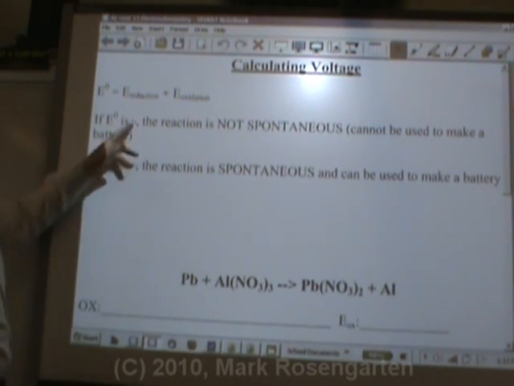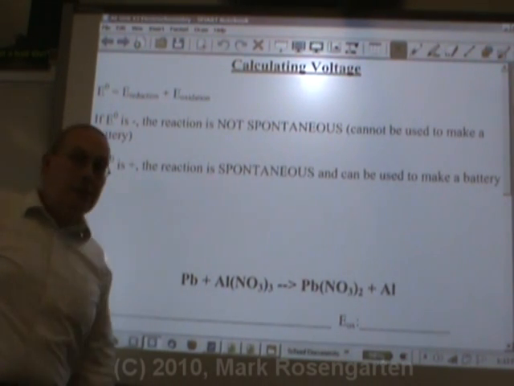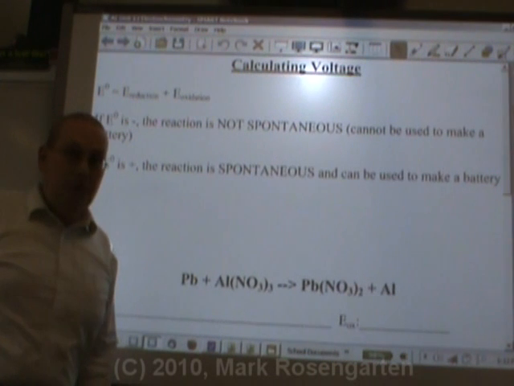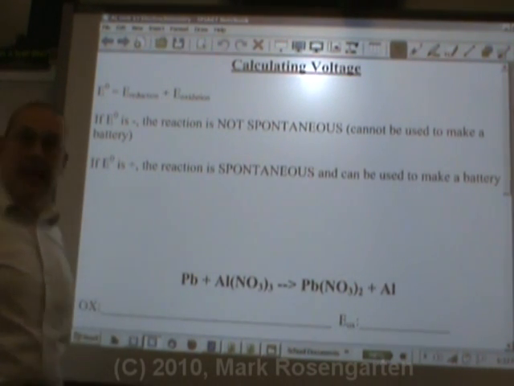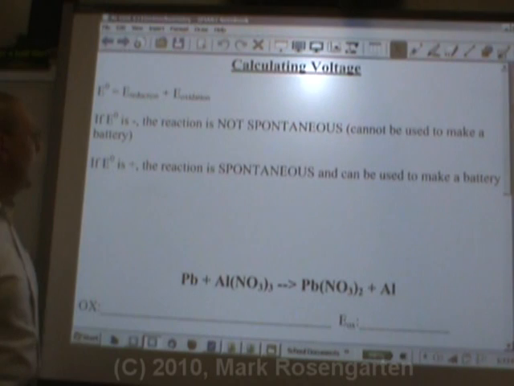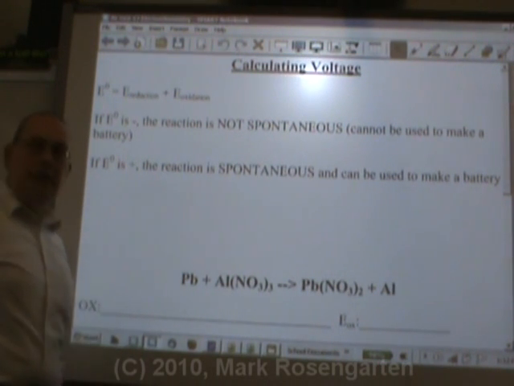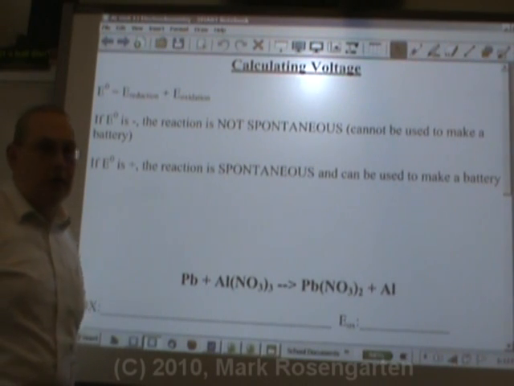If the voltage is negative, that means the reaction is not spontaneous, which means you either made your battery backwards or you just can't use the reaction to make a battery. If the voltage is positive, that means the reaction is spontaneous and you can use it to make electrical current.